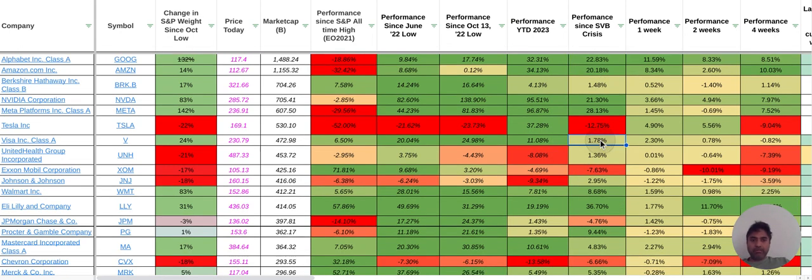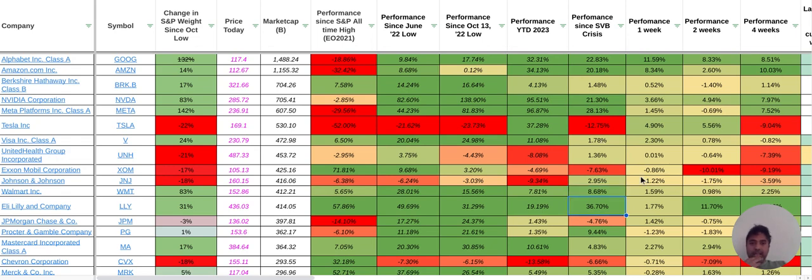Look at this, Visa. It's not up. It's a top 10, but it's not up. Why? Since the SVB crisis, because it is not that. First of all, it was not that beaten up. It was a little bit, but not that much. But also it's not a cash flow cow, right? What are the cash flow cows?